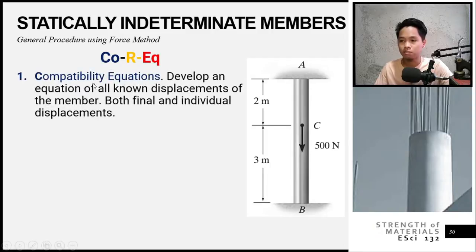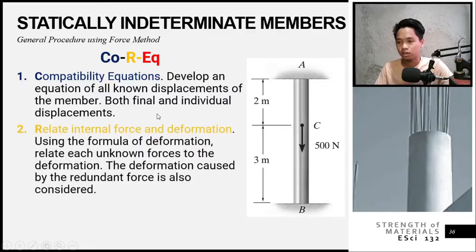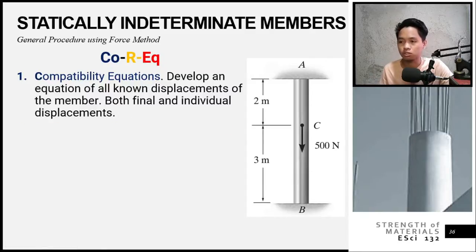Alright? So first is compatibility equations. Develop an equation of all known displacements of the member, both final and individual displacements. And then relate internal force and deformation using the formula. Alright? So we will apply it. So compatibility conditions. So, how are we going to do this? Actually, we already solved this example in the previous video. But let's try to solve this again using this force method.